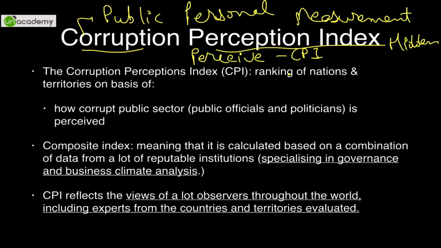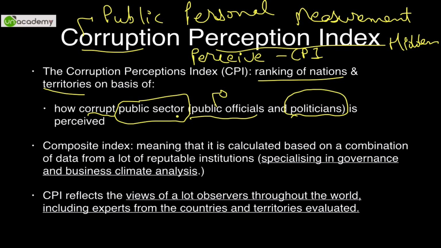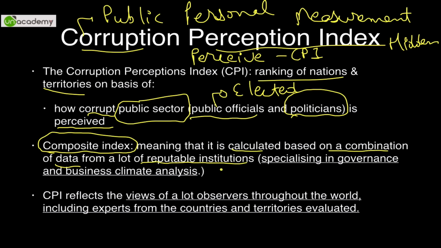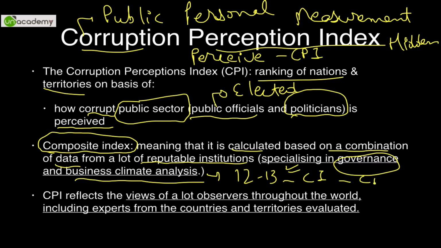Okay, so it is basically a ranking of nations and territories on the basis of how corrupt the public sector, that is public officials, the bureaucrats, and other persons who are in high public positions and politicians, are perceived. Okay, so both the elected people's representatives as well as the selected ones. So it is a composite index. What do you mean by a composite index? That it is calculated based on a combination of data from a lot of reputable institutions. I don't want you to list down the 10, 12 institutions, which is not necessary. They specialize basically in governance issues as well as in business climate analysis. So these 12 to 13 institutes send their reports on the basis of which a composite index is created, that is called the CPI.